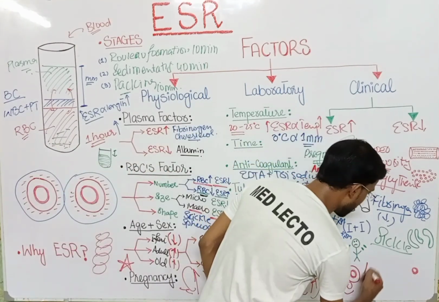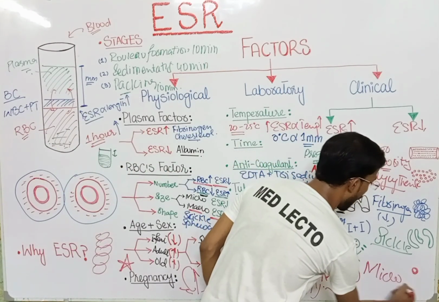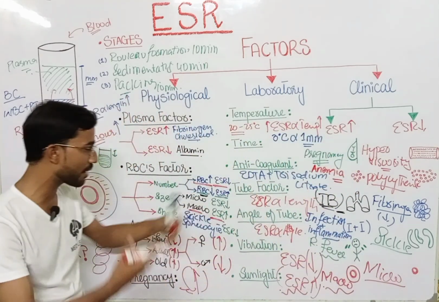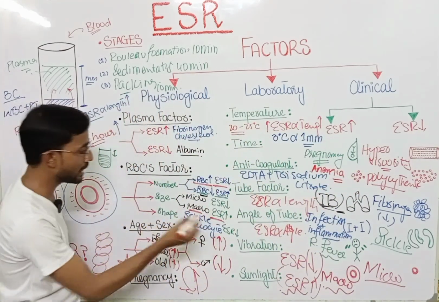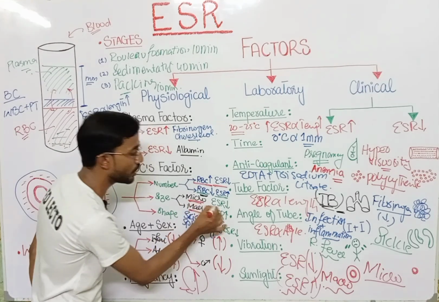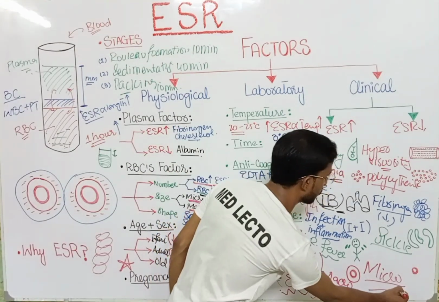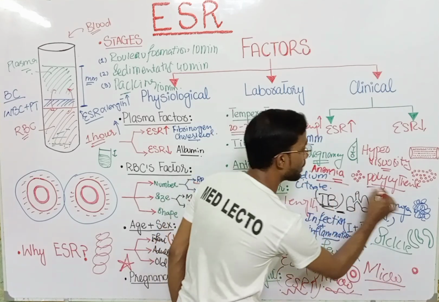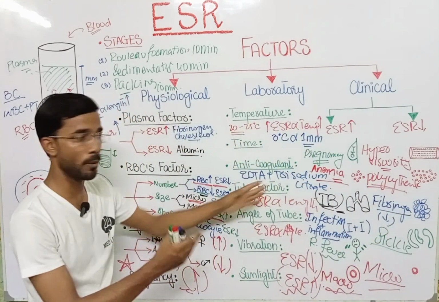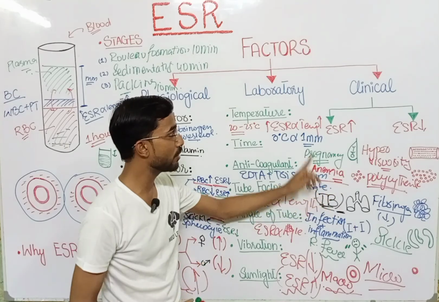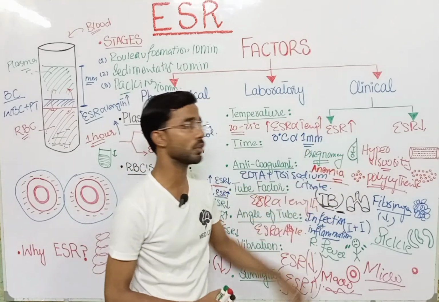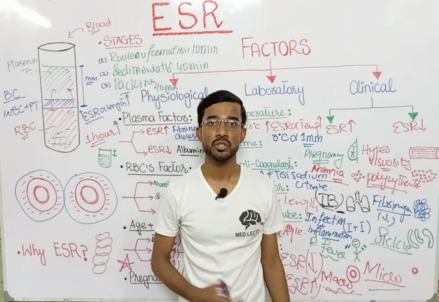And the opposite will be microcytosis. We have already discussed all these factors. So in the microcytic condition, you will see a reduced ESR. So macro and micro, anemia and polycythemia are just opposite in their conditions, in which you will see an increase in ESR and a reduced ESR. So this is all about the ESR.